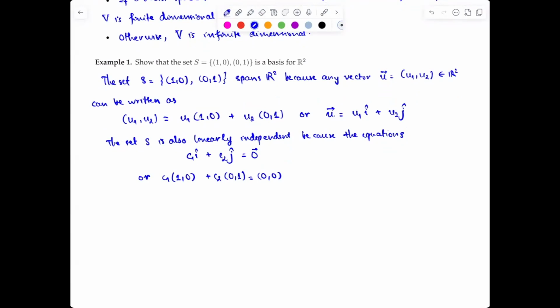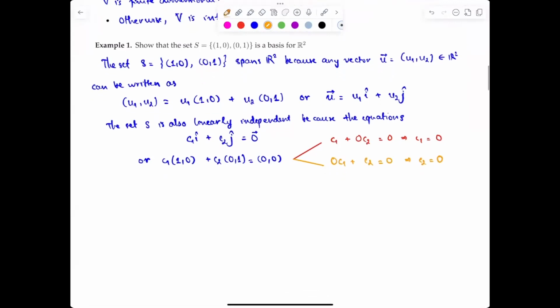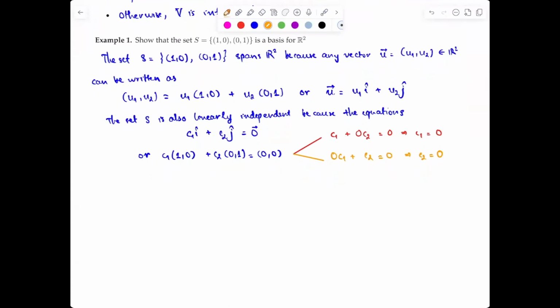Now you're going to see that you can rewrite this equation as, take a look at the first component. Right? For the first component, you have C1 plus 0 C2 equal to 0. This implies that C1 is equal to 0. Now for the second equation, you look at the second component. So C1 times 0 is 0, right? Plus C2 equal to 0. So 0 C1 plus C2 equal to 0. This implies that C2 is equal to 0. So the equation only has the trivial solution.